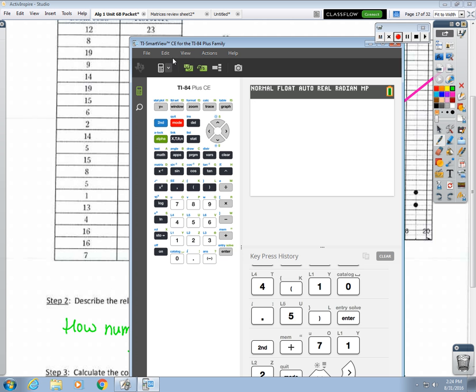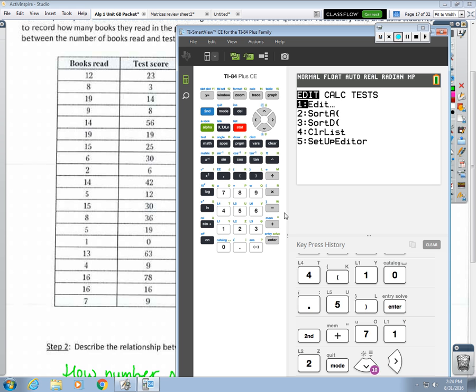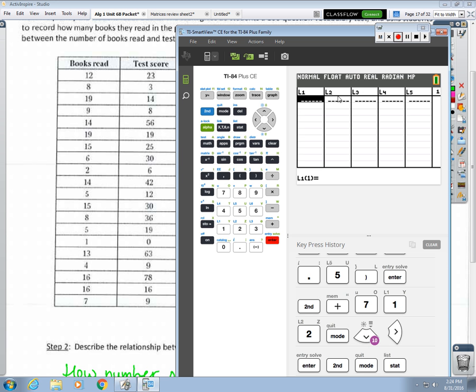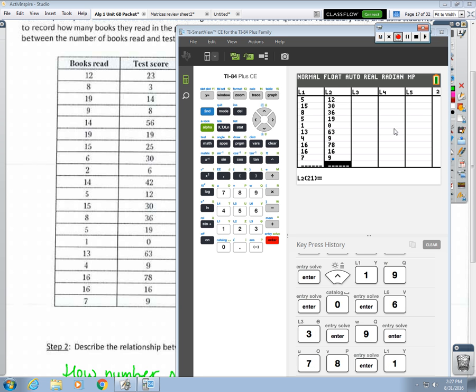So the first thing we need to do is enter all this data. How do we enter all that data? Stat, edit, and look, everybody should have L1, L2, and I think L3 is where y'all stopped. L1 is all the X values, which in this case is books read. L2 is all the Y values, which is test score. I'm not going to sit here and call all of these out. Everybody just start entering on your own. Okay, does everybody now have all the data entered? Not yet? Okay, I'll give you a few more seconds. Okay, y'all ready?